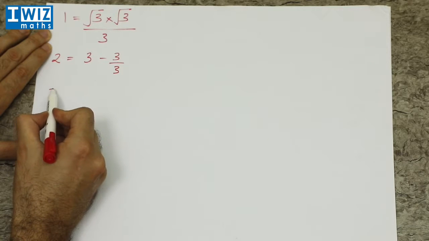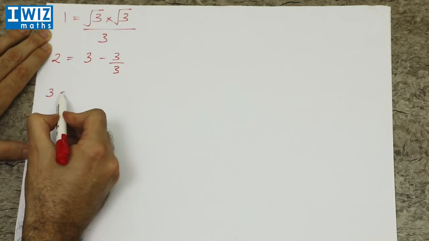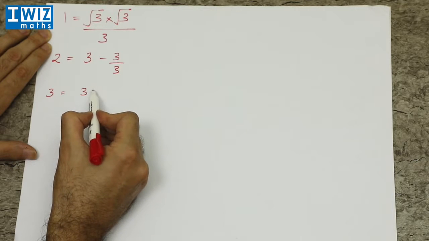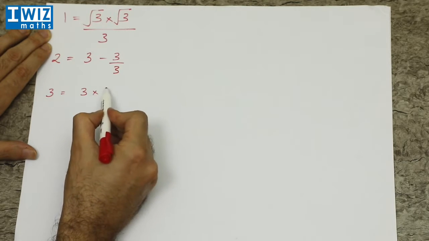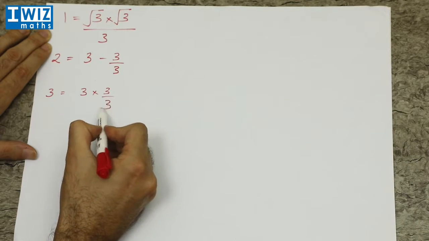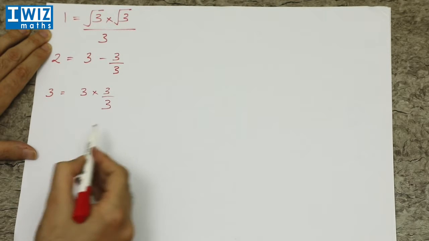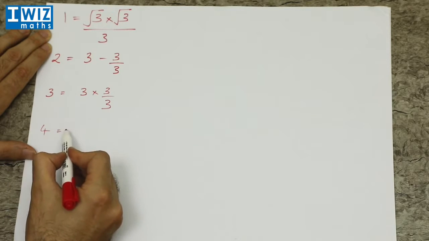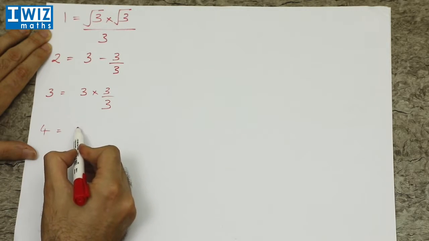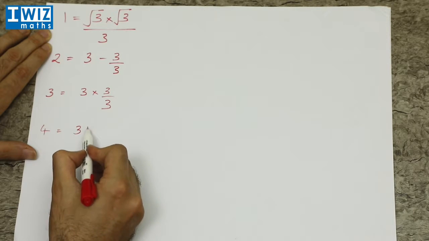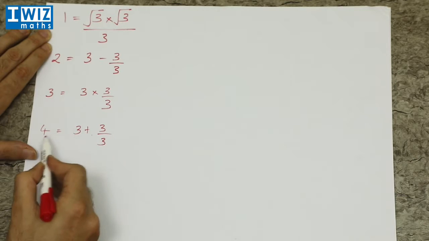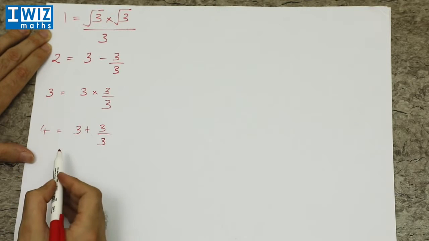If you're trying to get to 3, then that is, let's say, 3 times 1. So that would be 3 times 3 divided by 3. If we want to get to 4, that would be 3 plus 1. So that's slightly easy because that's 3 plus 3 divided by 3. So 3 plus 1 is just 4.